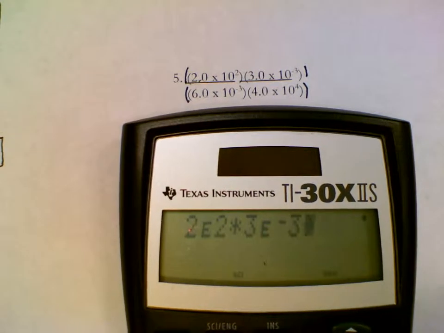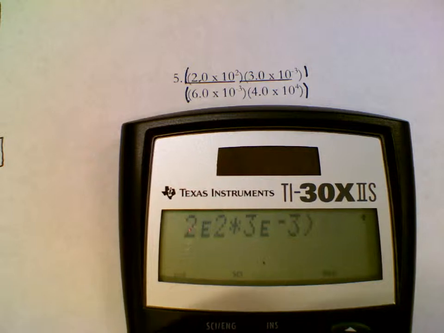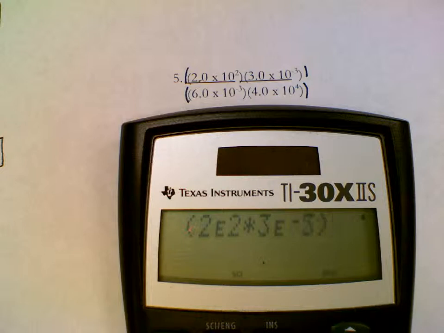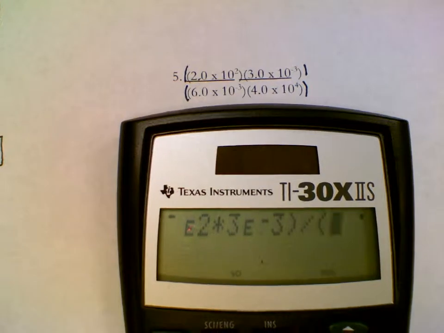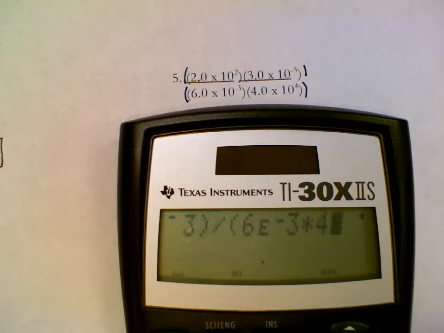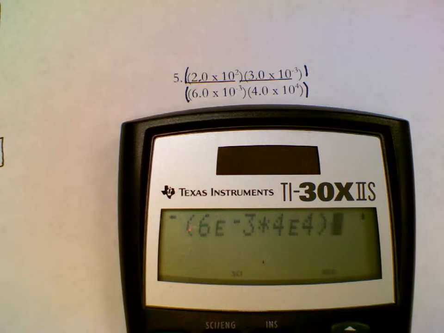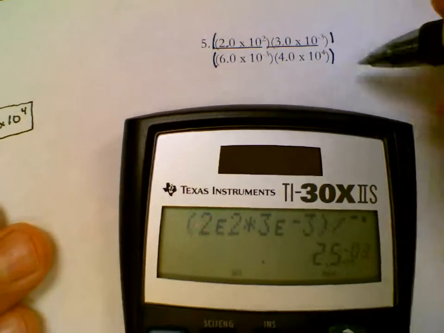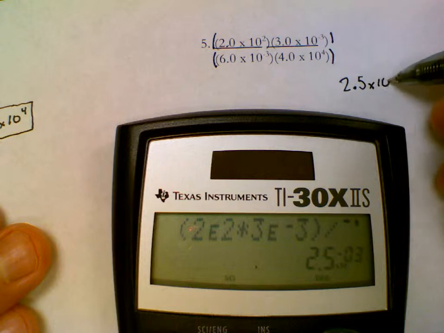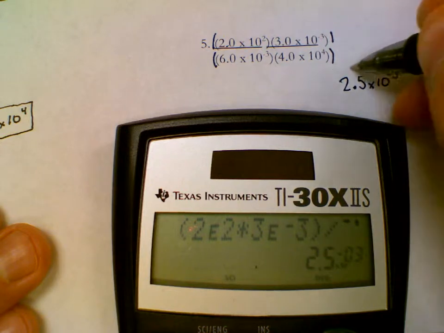And I need to put that in parentheses, so I'll go back and insert a parenthesis. Forgot to do that. Divide by 6 e to the negative 3rd times 4 e to the positive 4th. Hit enter, and I get 2.5 times 10 to the negative 3rd. Boxing my answer.